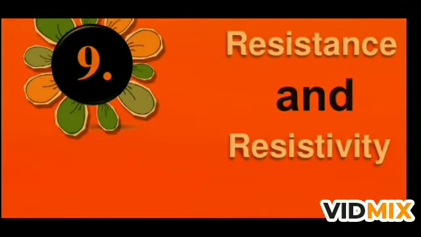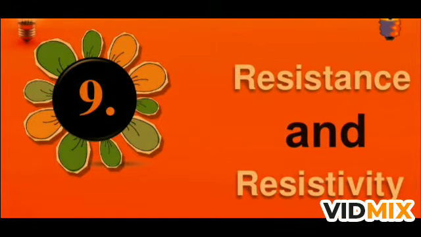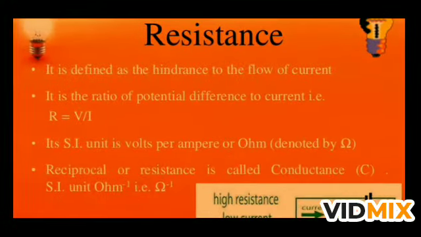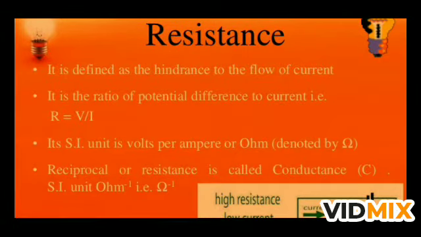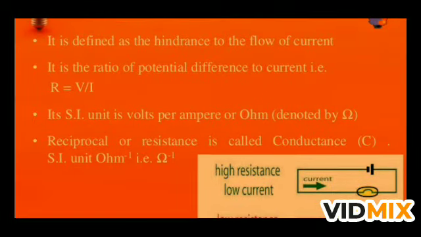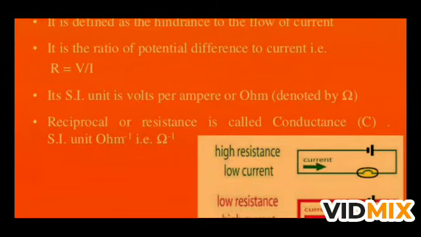Next is resistance and resistivity. What is resistance and resistivity? So resistance is the hindrance, or we can say obstacle, in the flow of charges. So it is defined as a hindrance to the flow of current. It is the ratio of potential difference to current, that is R is equal to V upon I, and the SI unit is volt per ampere, or we can say ohm. It is the symbol you see here, omega.